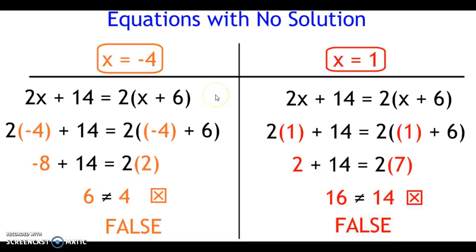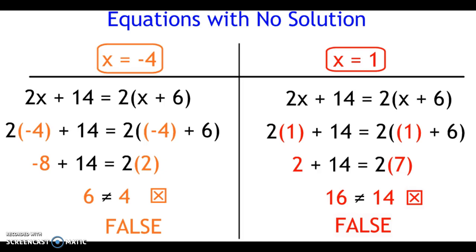Take a look at these two examples. I took x equals -4 and substituted it into this equation. It turns out that it gives us a false result. If I chose x equals 1 and substituted it into the equation, it also gives us a false result. Obviously, I didn't use every single value of x that exists. I didn't use all real numbers, but you can see that in these two examples, neither of these x values gives us a correct or true statement.